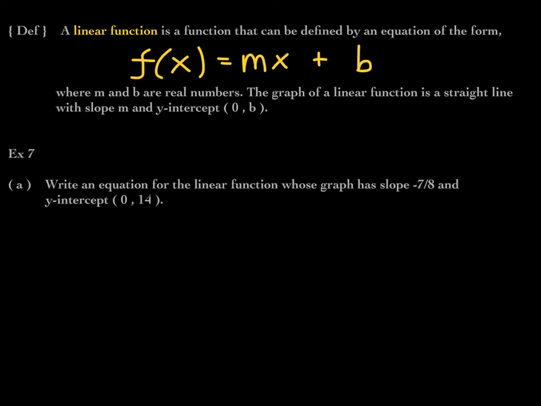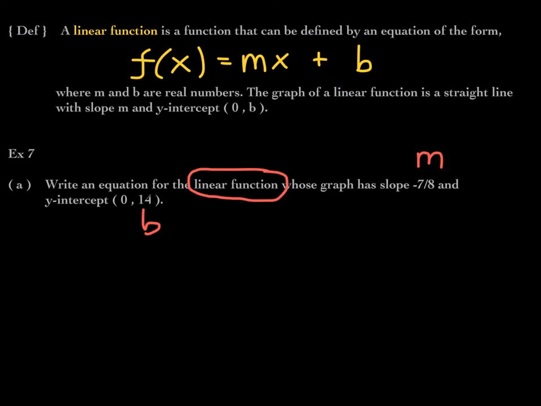All right, guys, our last example is going to have 3 parts to it. Here's the first part. Write an equation for the linear function. Now, I want you to highlight that. They're telling you what kind of function you have. A linear function whose graph has slope negative 7/8. Stop right there. Slope is the letter m, right? And y-intercept (0, 14). Stop right there. 14 is your b value, right? Because remember, mx plus b, m is your slope, and b is your y-intercept. So they basically gave you what m is, and they gave you what b is.